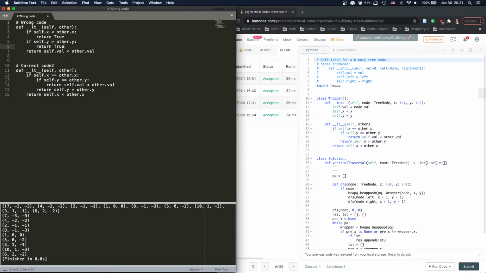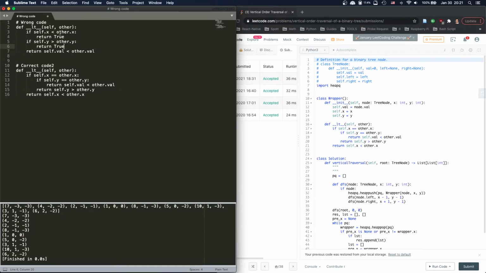However, the problem is if it is not. Say self.x is larger than other.x, what we should return is false, because we can make a comparison based on x. But in this case, if self.x is larger than other.x, then we go directly into comparing the y. This is not correct, because we still can distinguish the two wrappers based on x. We don't have to look into y. The only time we need to look into y is when the x are the same. So this condition is not correct.